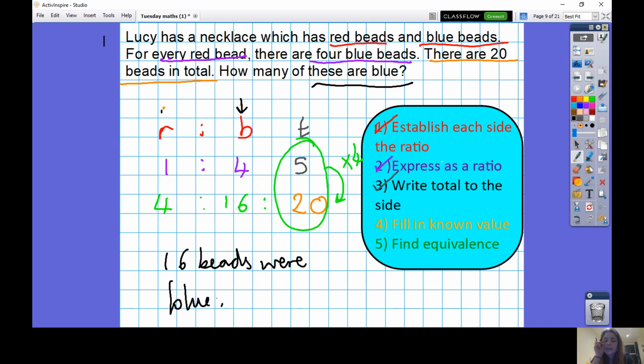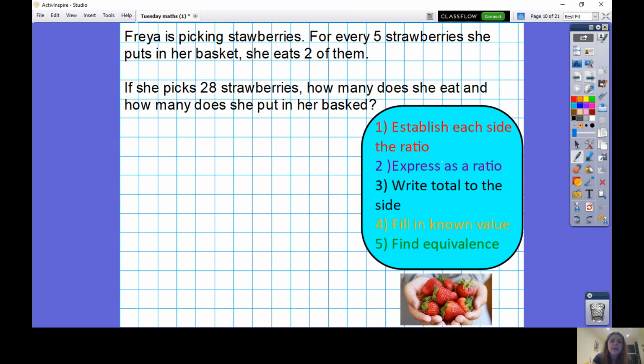I know that there's a lot of steps, but it's really important for you to remember if you just follow each of these steps, you will be able to find your answer. These steps work for every single ratio problem, so it's really important we get plenty of practice. Okay, let's have a go at another one then.